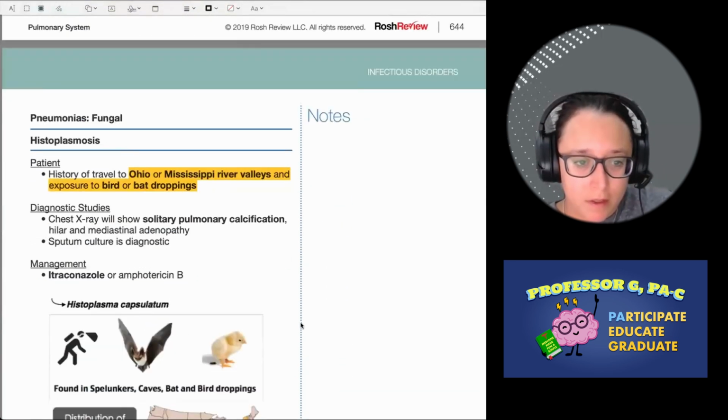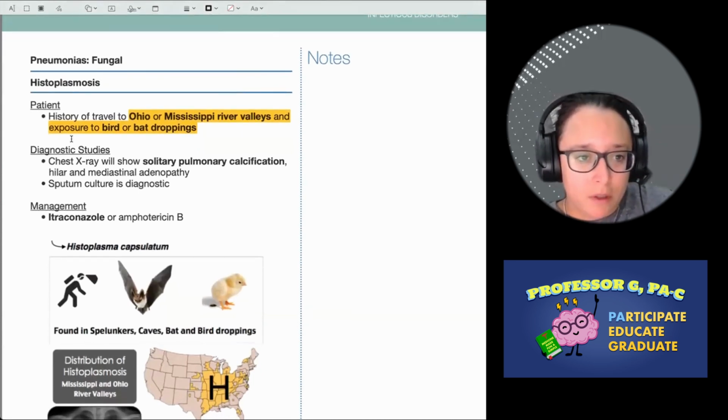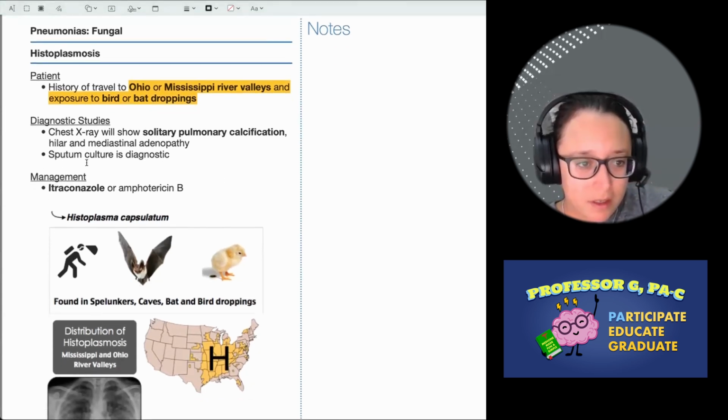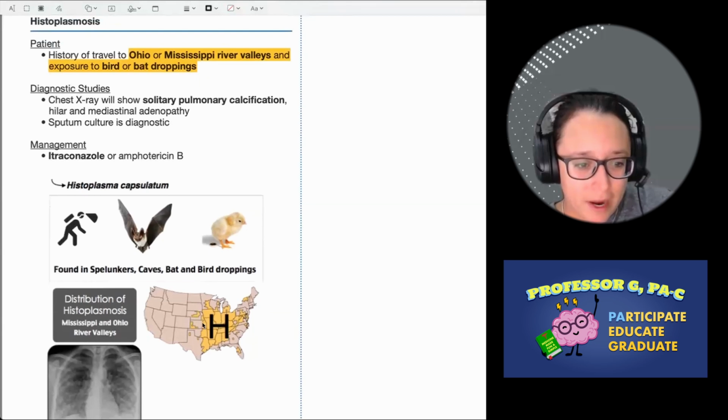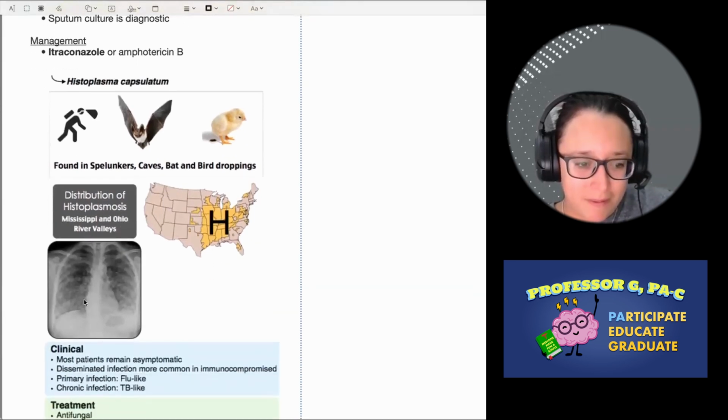Okay. The fungal stuff. We all love the fungal stuff. No, we don't, but fungal stuff. So look for the stuff in the vignette that's going to tell you that's what you're looking for. If they say Ohio, Mississippi River Valley, spelunking or cave exploring, bird or bat droppings, you're going to think histoplasmosis. And sometimes they'll have some pulmonary calcification, all sorts of other stuff, but just look for that. This is where the Mississippi and Ohio River valleys are. So cave diving, bats, bird droppings, and they'll have kind of an atypical presentation on lung examination.